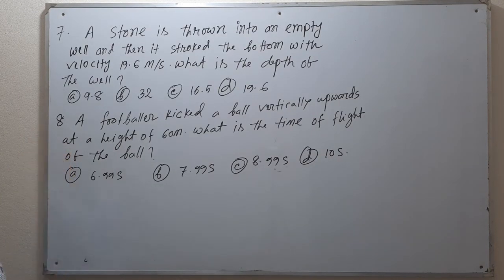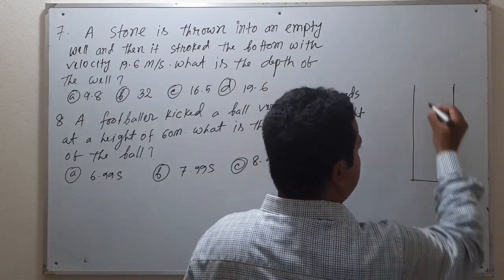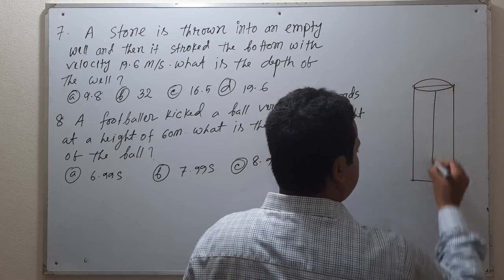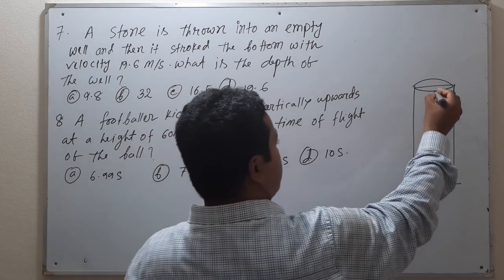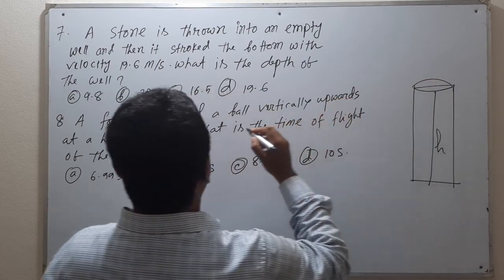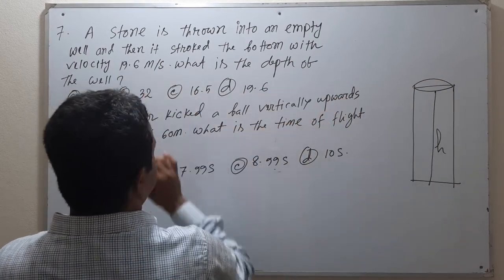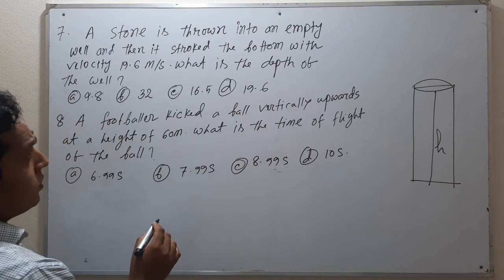Okay, question number 7. A stone is thrown into an empty well and then it strikes the bottom with the velocity 19.6 meter per second. What is the depth of the well? Just think, this is the depth of the well, this is h. And the stone is dropped into the empty well, and it strikes the bottom with velocity 19.6 meter per second.